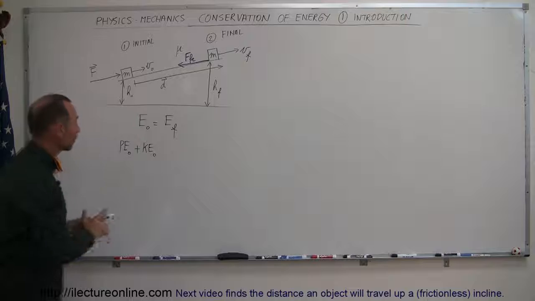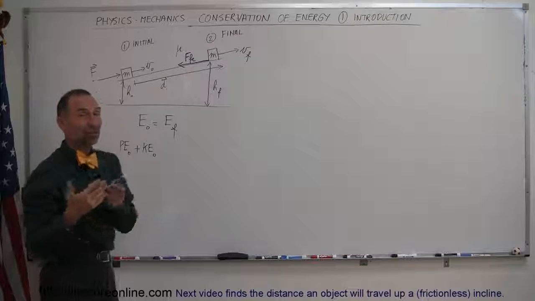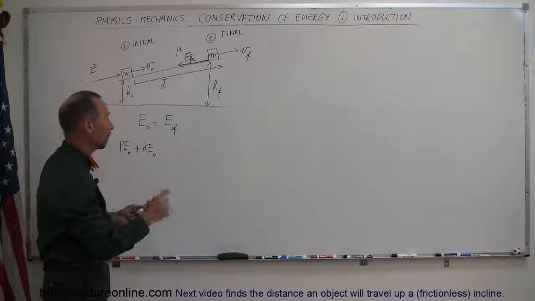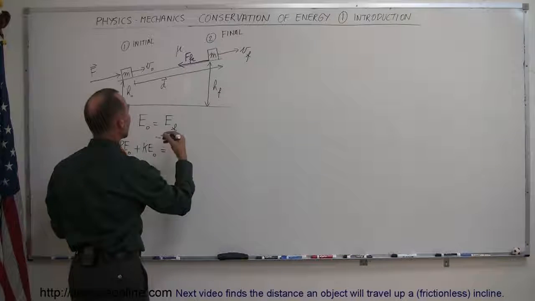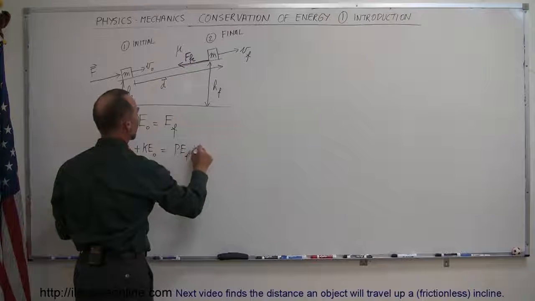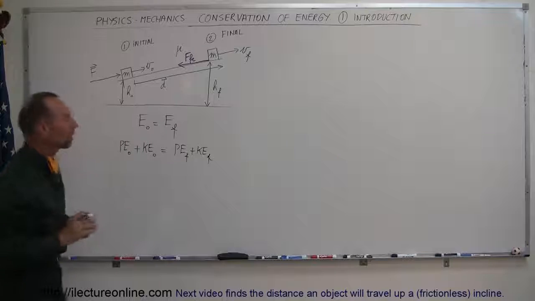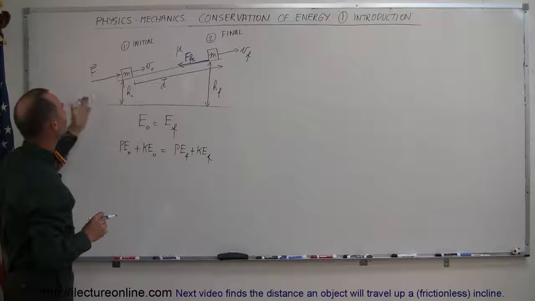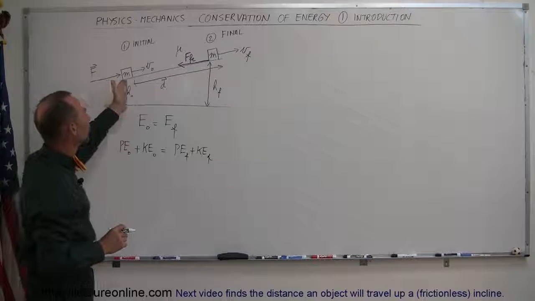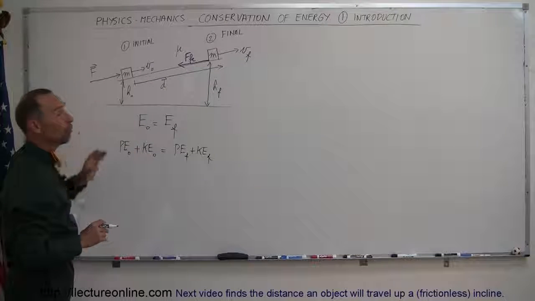It's a sum of its potential and kinetic energy, and in the final state, when it has a different height above ground and a different velocity, it will have a final potential energy and kinetic energy. However, that's not the total picture, because while it's transitioning from initial to final position, it can also be subjected to a force.